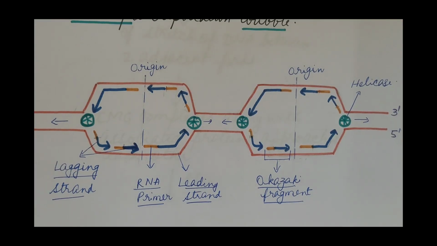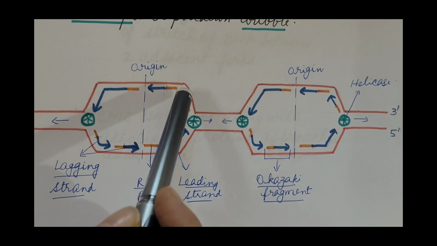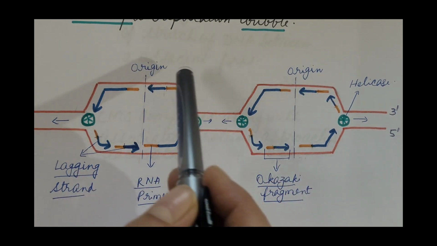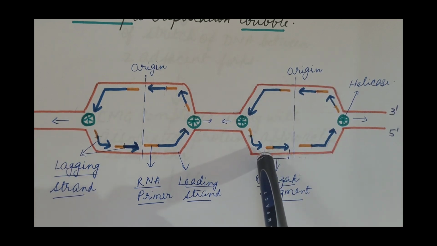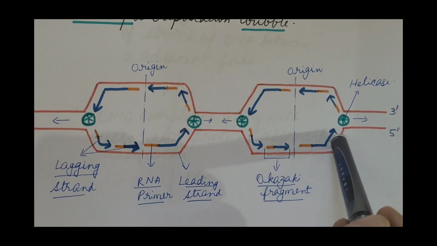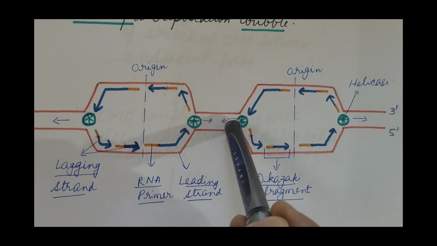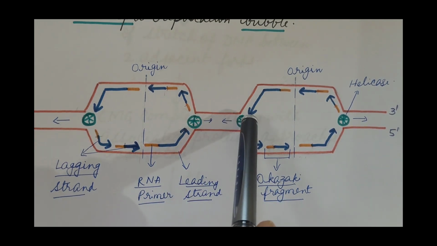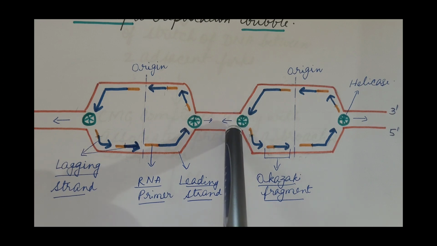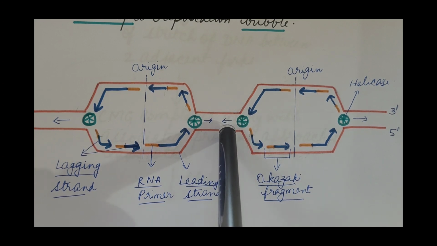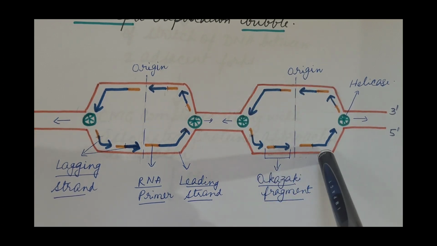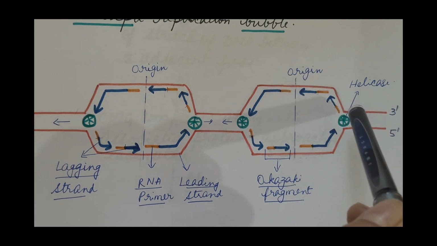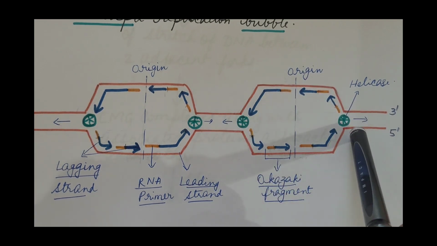Now let us understand this with the help of a diagram. We have taken two origins of replication, and when the strands separate, two replication bubbles are formed. Each replication bubble has two replication forks. As the helicase proceeds, the two strands separate and hence the replication fork also proceeds, and both replication forks of the replication bubble move away from the origin in opposite directions.